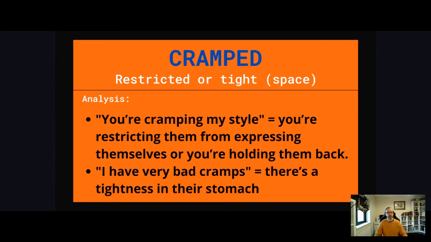You might have heard the expression, "you're cramping my style." This means that you're restricting someone from expressing themselves or you're holding them back. If someone says, "I have very bad cramps," this means that there's a tightness in their stomach, usually related to constipation or buildup of gas. So it's that idea of tightness and restriction.